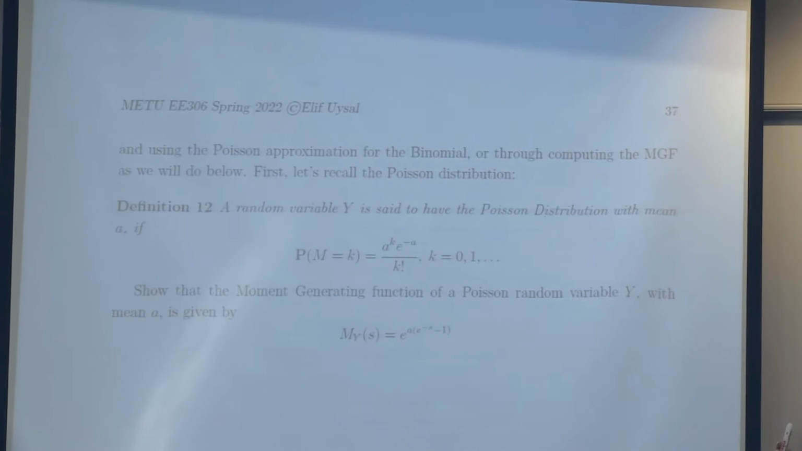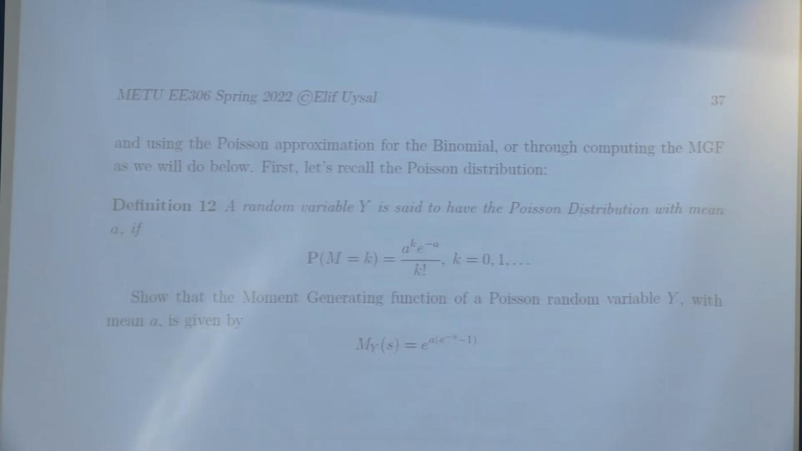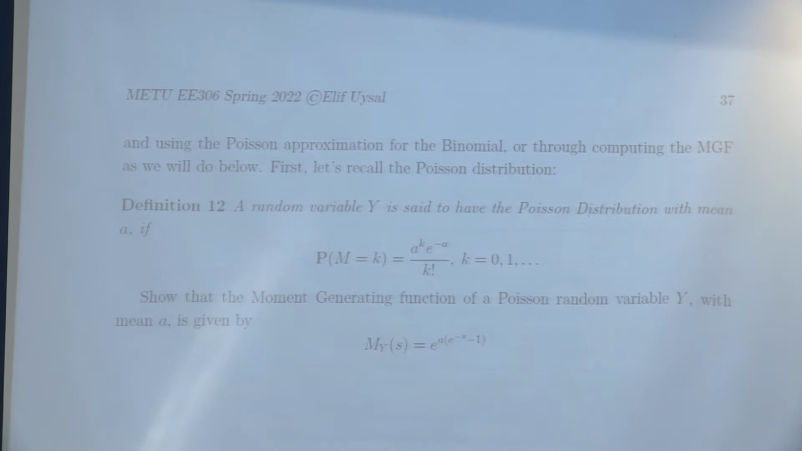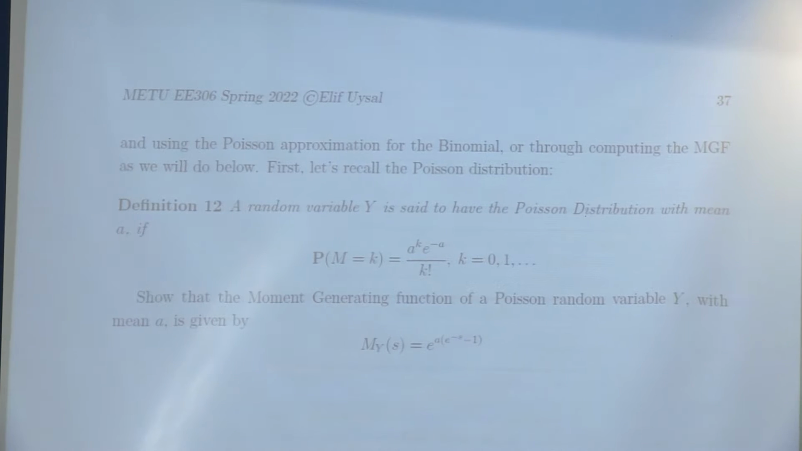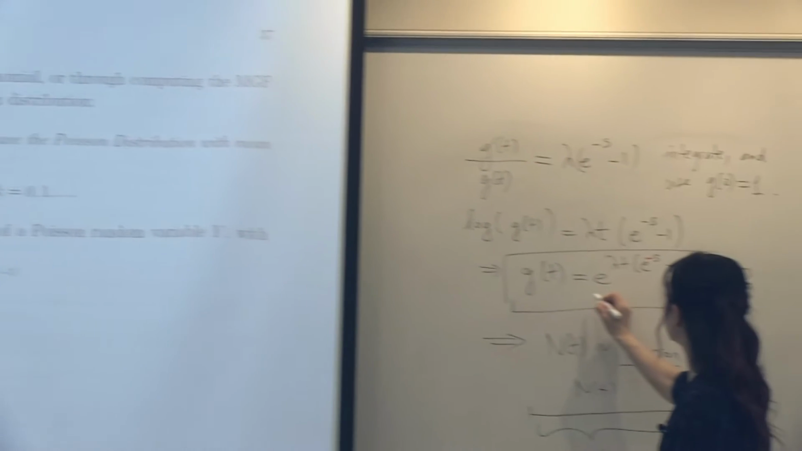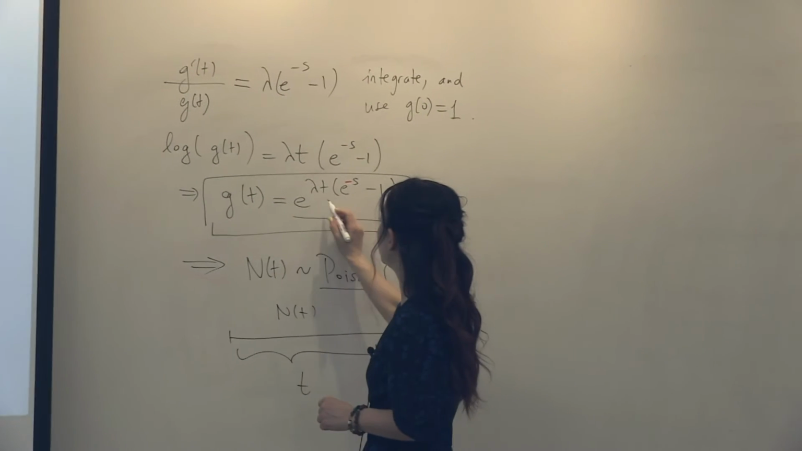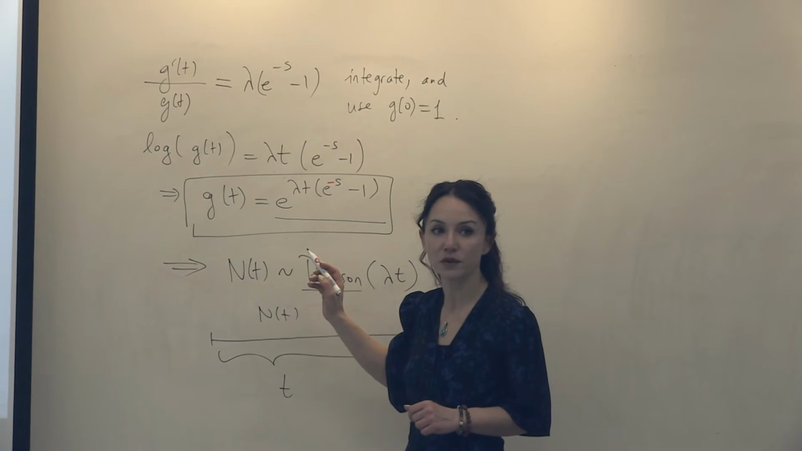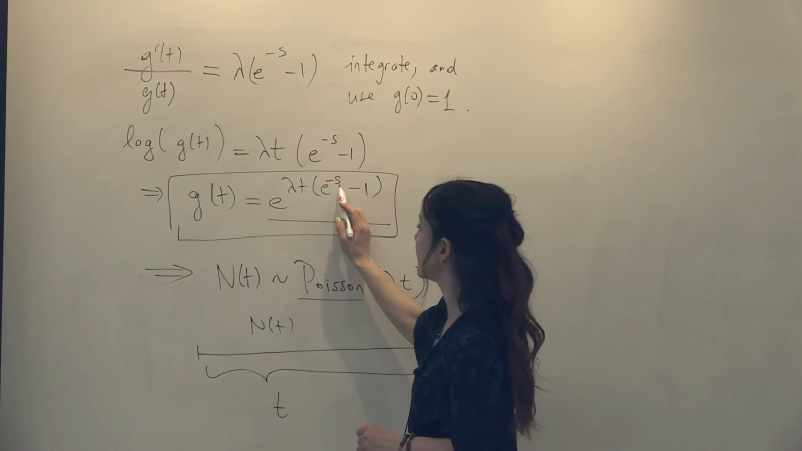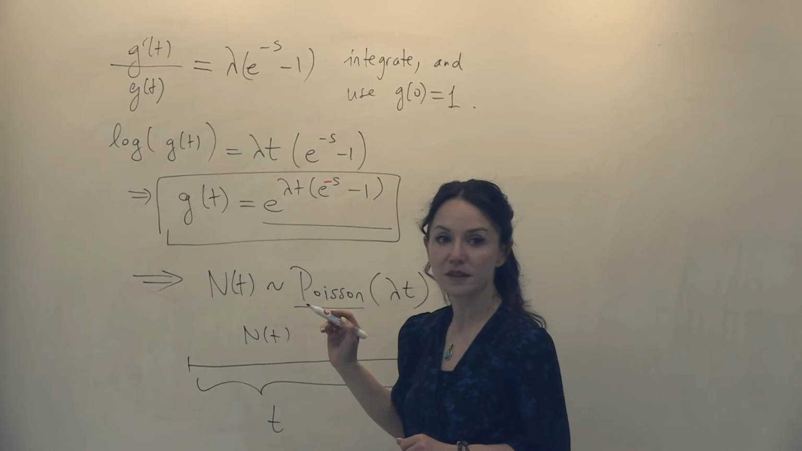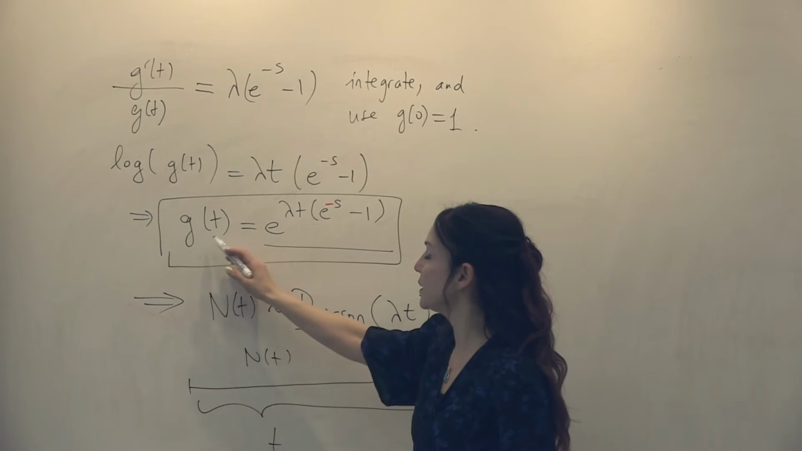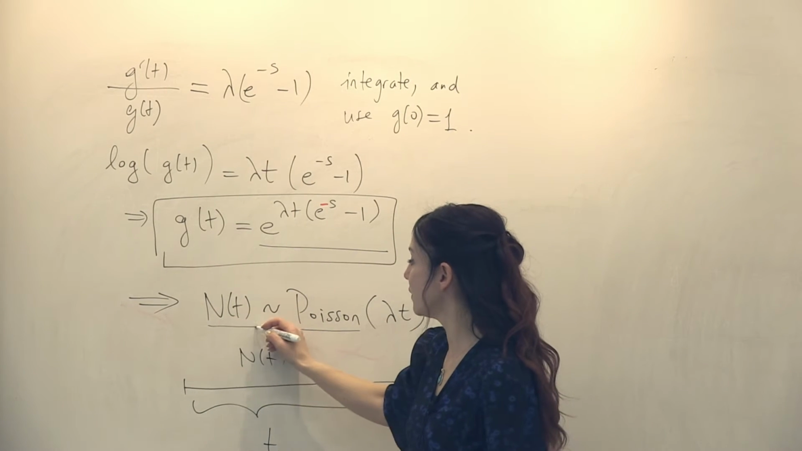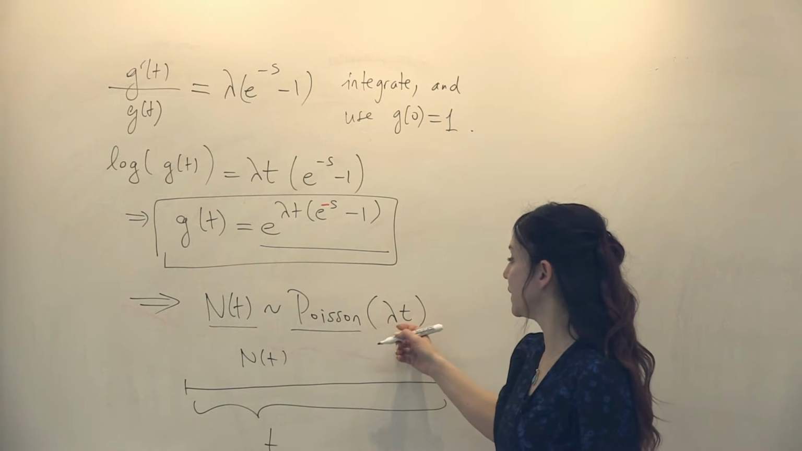Now, in the previous lecture, we did a differential equation argument, and we arrived at the function e to the lambda t times (e to the negative s minus 1). By the way, there was a typo at the end of the last lecture, and this should be negative s. And we realized that as this was the moment generating function of the number of arrivals, the number of arrivals should be Poisson with mean lambda t.